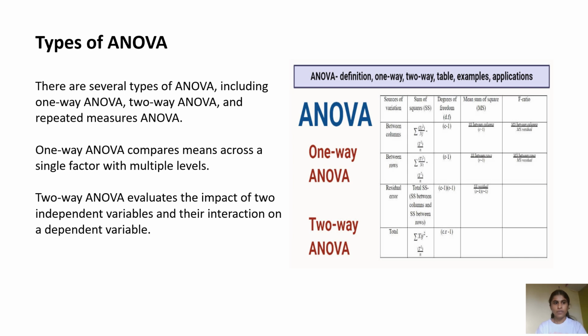Types of ANOVA. There are several types of ANOVA, including one-way ANOVA, two-way ANOVA, and repeated measures ANOVA. One-way ANOVA compares means across a single factor with multiple levels. Two-way ANOVA evaluates the impact of two independent variables and their interaction on a dependent variable.